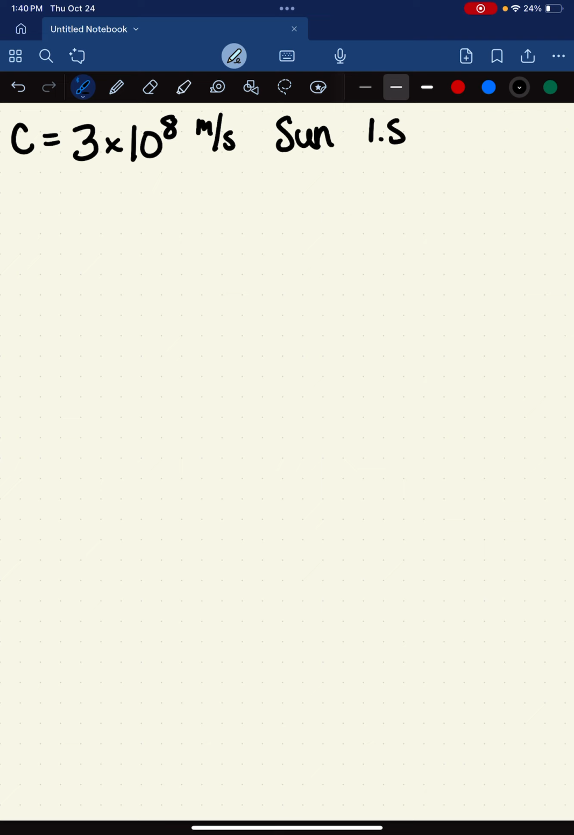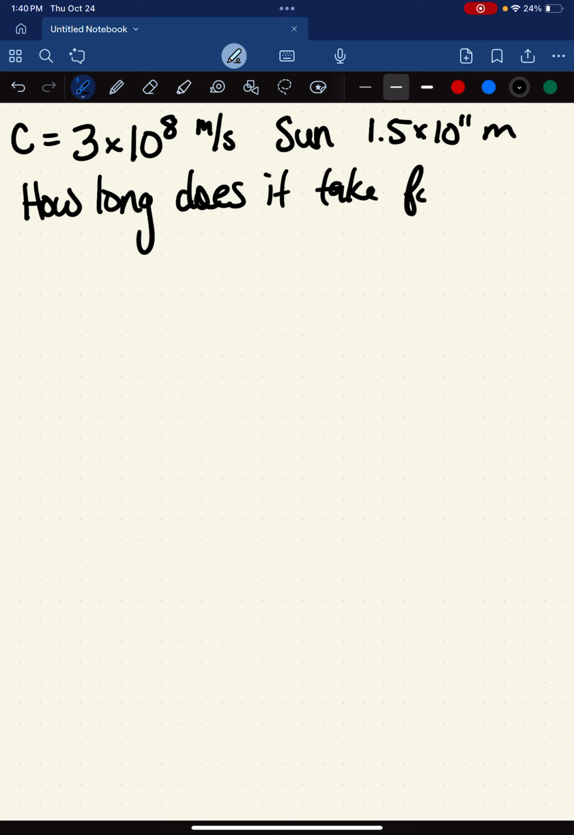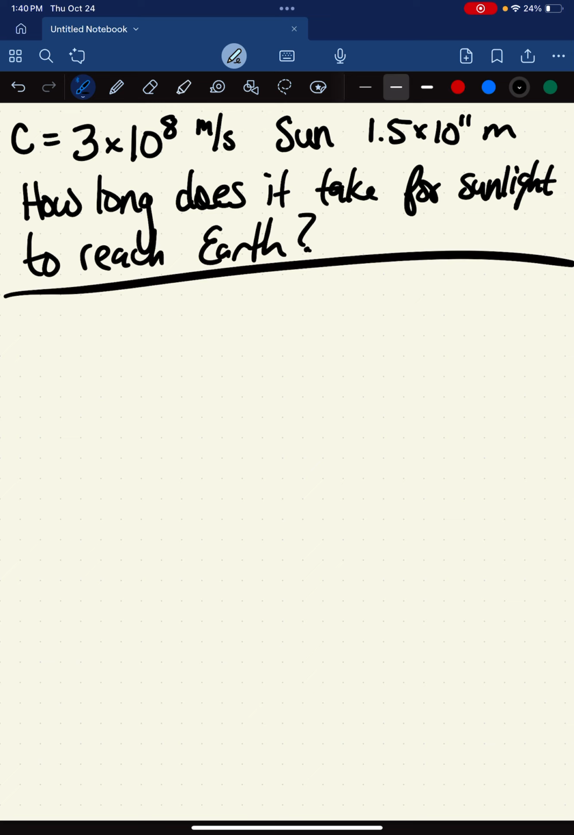One more example. This is going to be more of like an applied science one. The speed of light, which is denoted as c, is approximately 3 times 10 to the power of 8 meters per second. The sun is 1.5 times 10 to 11 meters away. How long does it take for sunlight to reach Earth? It's a good question.